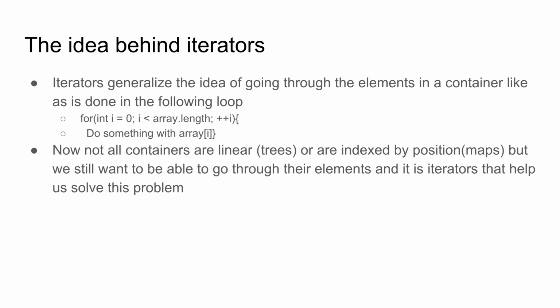This doesn't always work because not all containers are linear, right? Or indexed by some value that you know. For example, maps have some key, but you don't have any idea what the keys are, right? And you need to be able to go through the values. Or again, like in Python, you need to be able to go through the dictionaries, but you don't know what the keys are to be able to access them by some index.